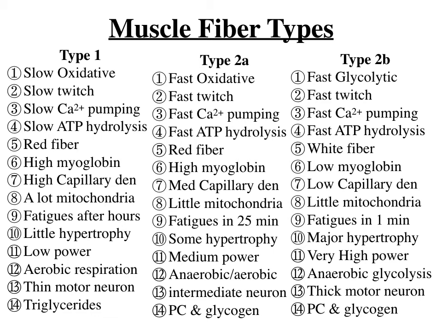So, think marathon runner has very well developed type 1 muscle fibers. They're oxidative. They're slow oxidative. They're very good at using oxygen. What does that mean? Using mitochondria, cellular respiration.